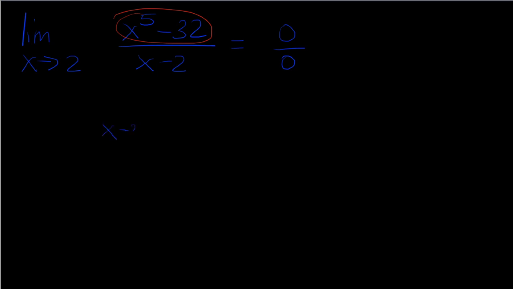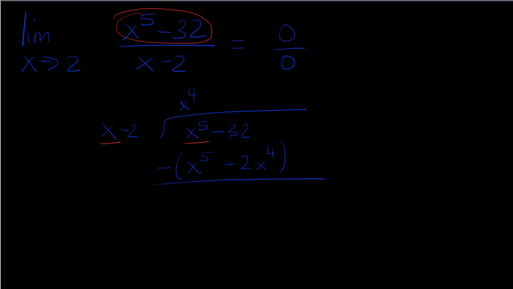I'm going to have my x minus 2 outside, and then x to the fifth minus 32. For this, I'm going to compare the highest exponents, so x and x to the fifth. What do I need to multiply x by to get x to the fifth? That's just going to be x to the fourth. So then I'm going to multiply x to the fourth with x and negative 2, and then subtract this. The x to the fifths cancel. I get 2x to the fourth minus 32.